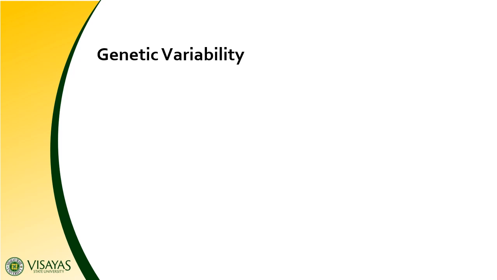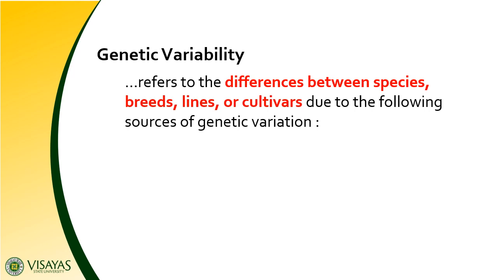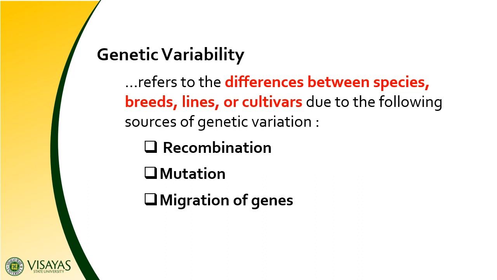So after discussing germplasm, let's proceed to genetic variability. So creating genetic variability refers to the differences between species, breeds, lines, or cultivars due to the following sources of genetic variation. So you have three. Number one, recombination. Number two, mutation. Number three, migration of genes.